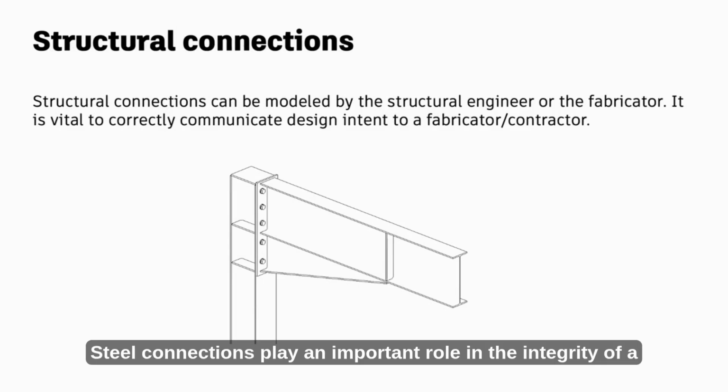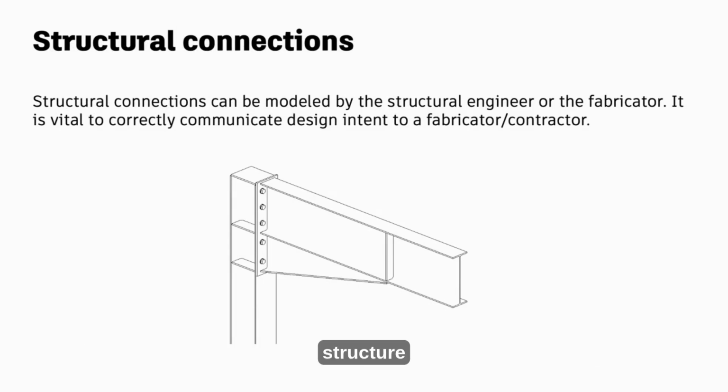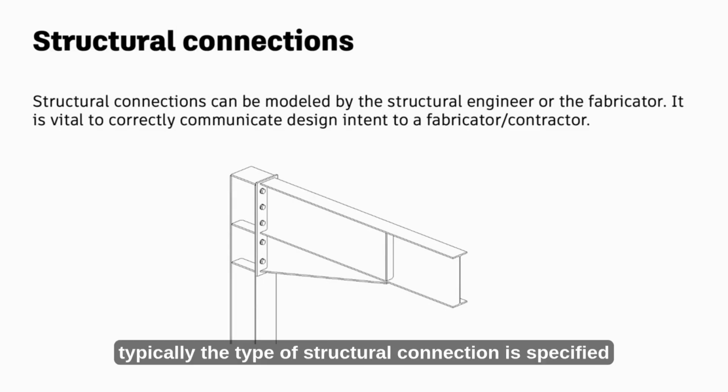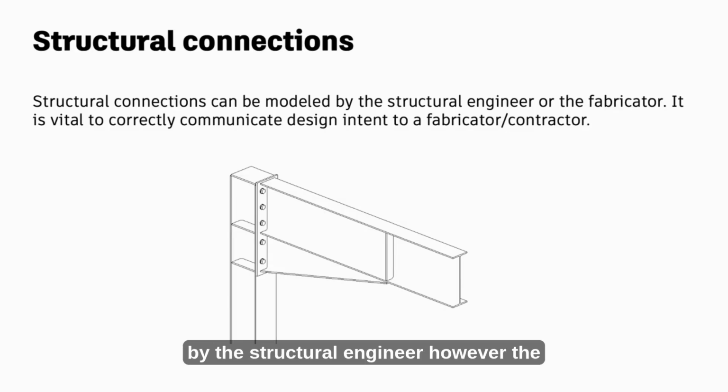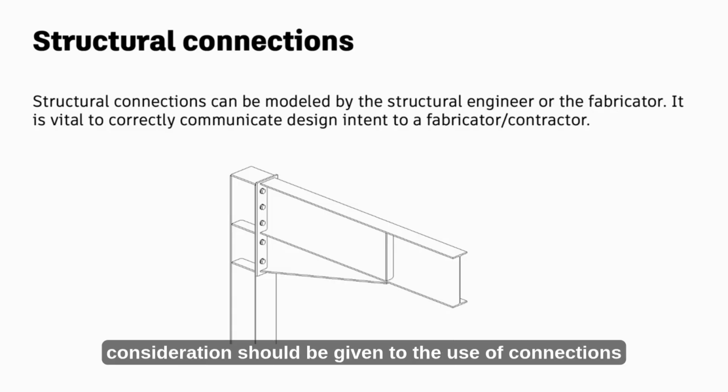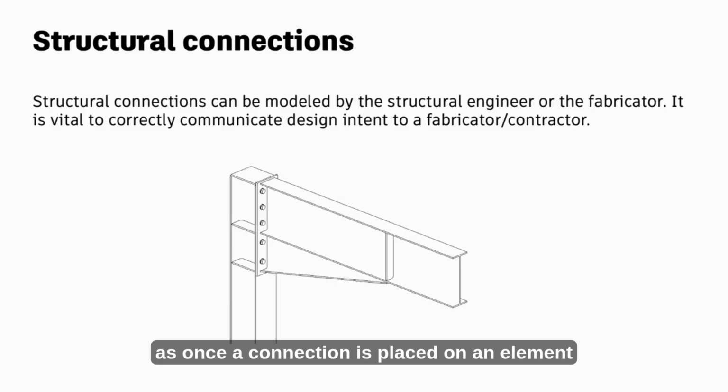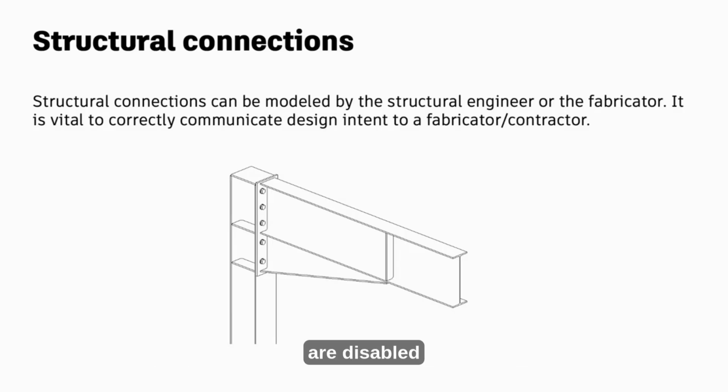Steel connections play an important role in the integrity of a structure. Typically, the type of structural connection is specified by the structural engineer. However, the fabricator may create the actual connection to suit their machinery and manufacturing processes. In Revit, careful consideration should be given to the use of connections, as once a connection is placed on an element, other tools such as cut, cope and align are disabled.